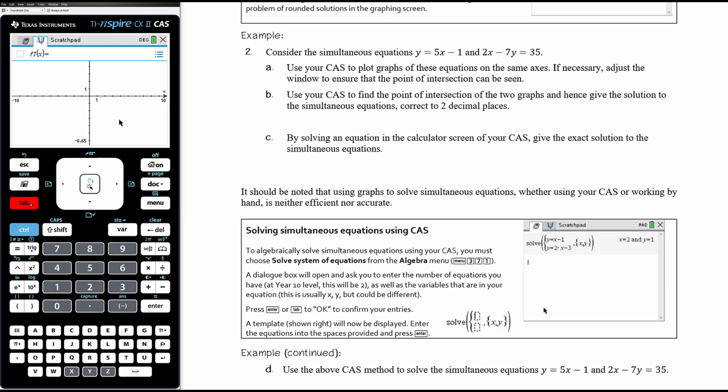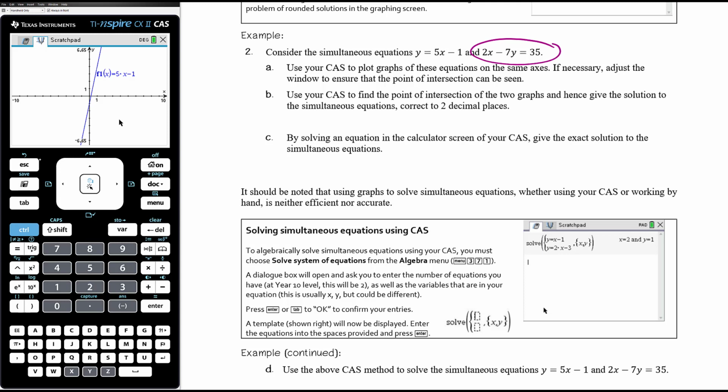Now, the first function is 5x minus 1. Okay. Now, the second one, we have to be a bit careful here because y is not the subject here. So I can either do that rearrangement myself. Your CAS can only enter equations that are y equals something.